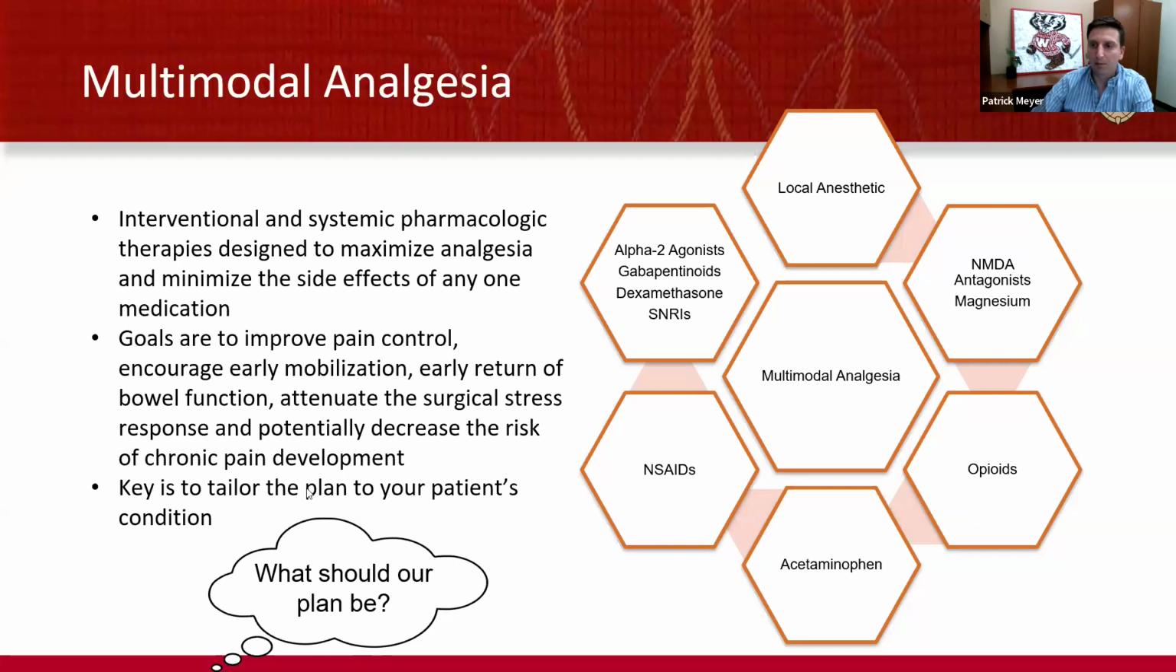So what should our plan be? What do you guys think? Which of these for our patient might we want to incorporate? So I see a lot of regional options. So it looks like you guys want to use local anesthetics. I think that's a great idea.